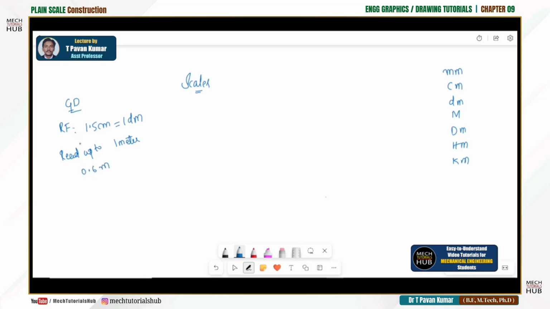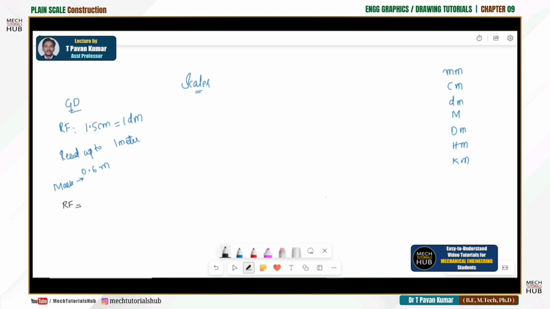Now let us say this is the complete given data. RF is equal to 1.5 centimeter is equal to 1 decimeter. Read up to a distance of 1 meter and mark a distance of 0.6 meters. Now let us see one by one. So I'll change the colors and write RF. I'm trying to calculate RF now.